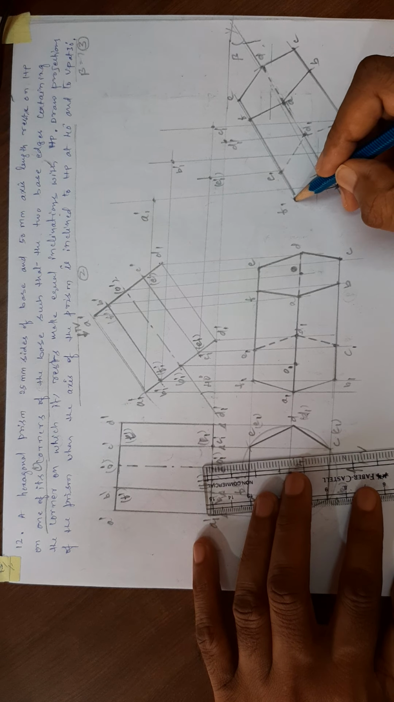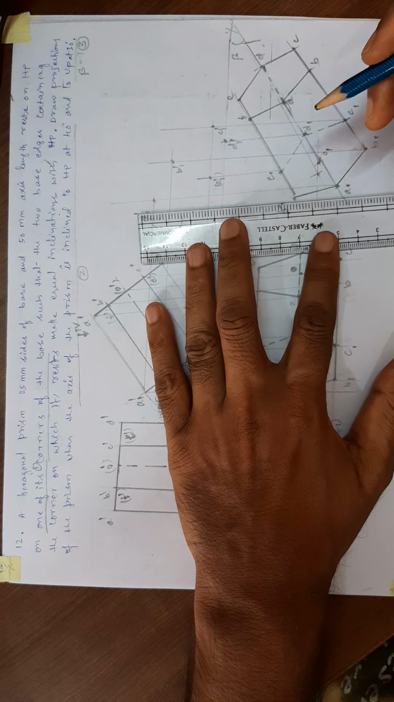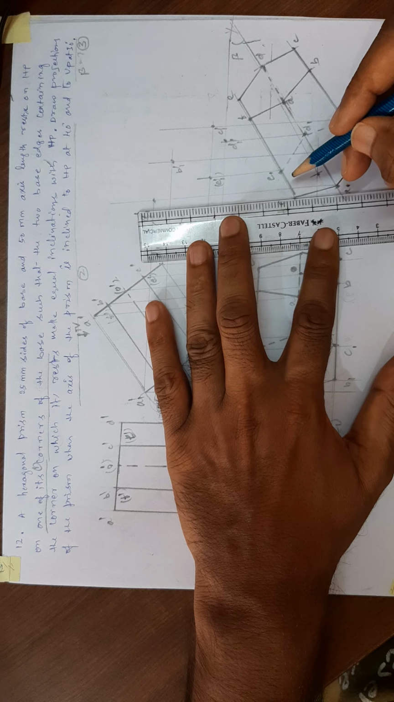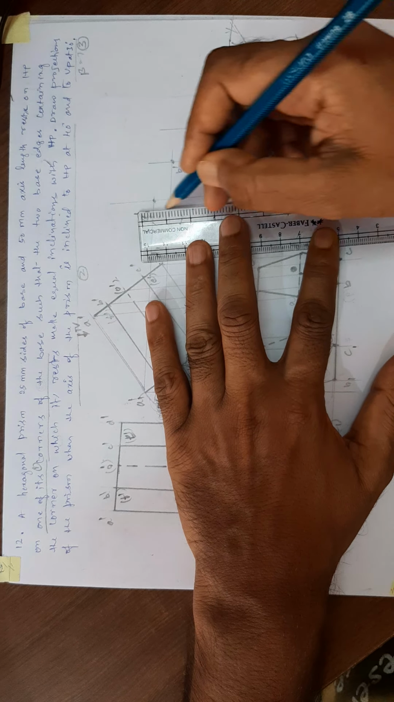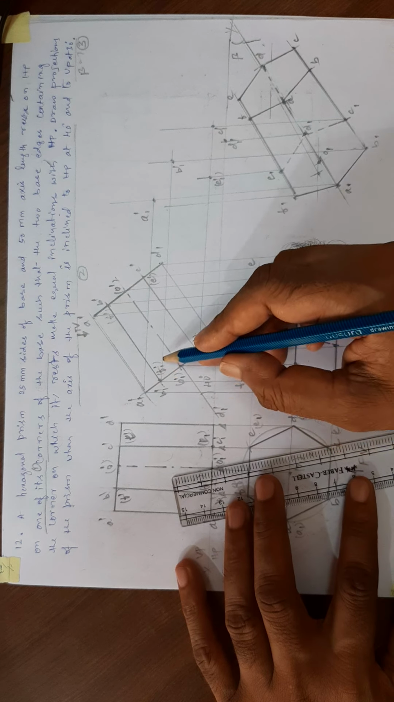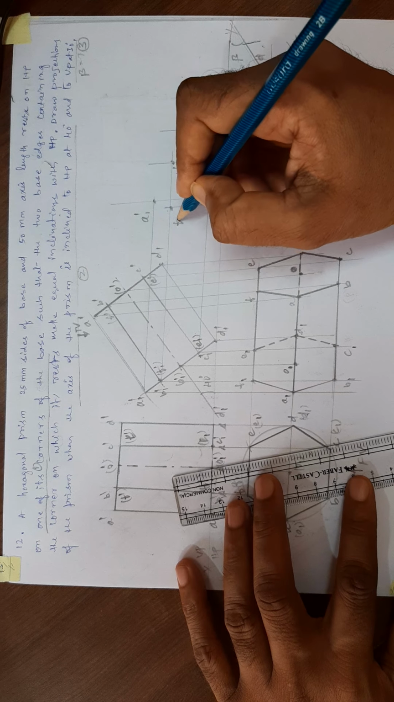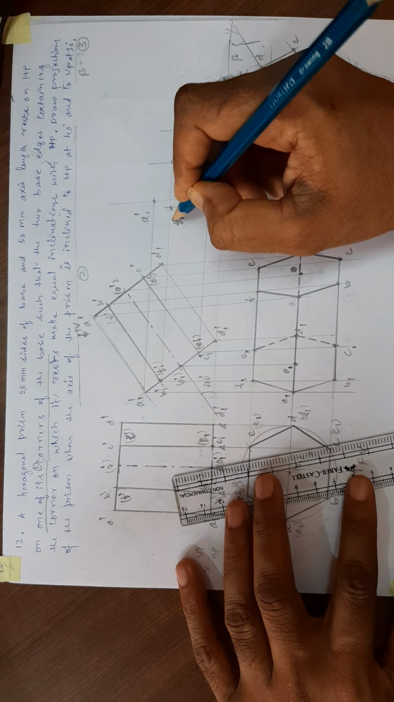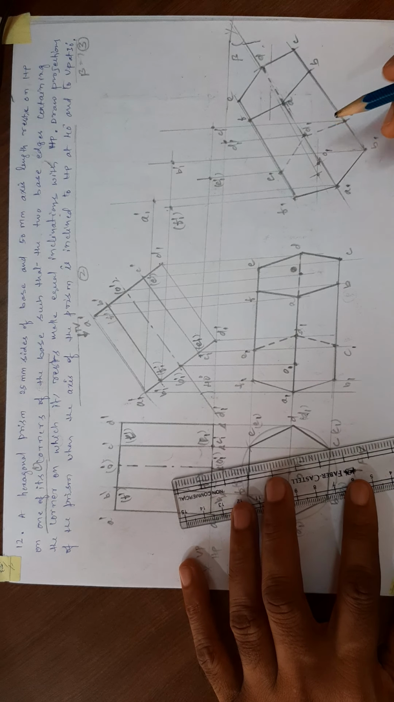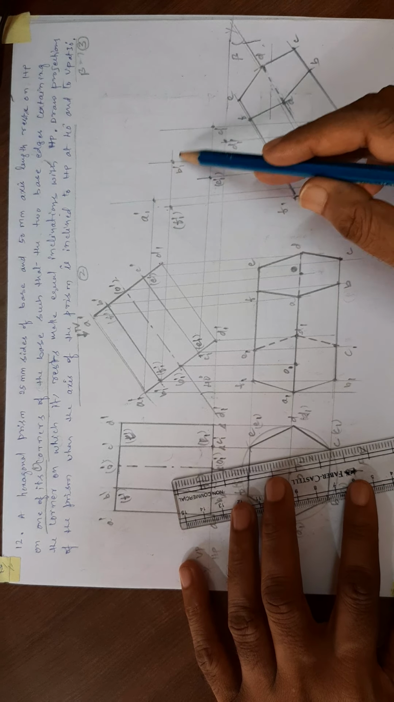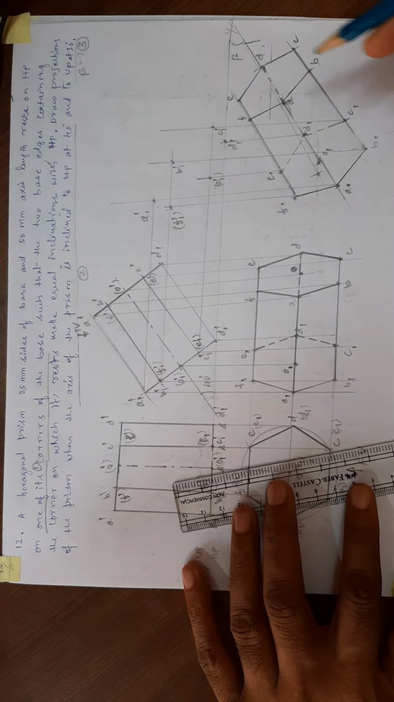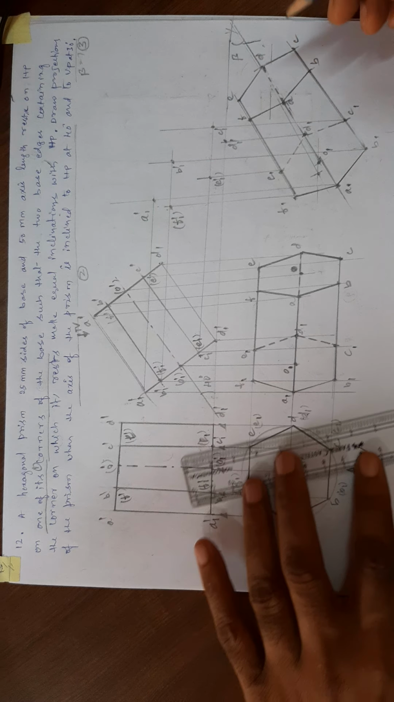Next, vertical projector line from the F1 and horizontal projector line from the F1 dash. Now you will get F1 dash in the bracket. So bottom points are over 1, 2, 3, 4, 5, 6, and top points similarly A.